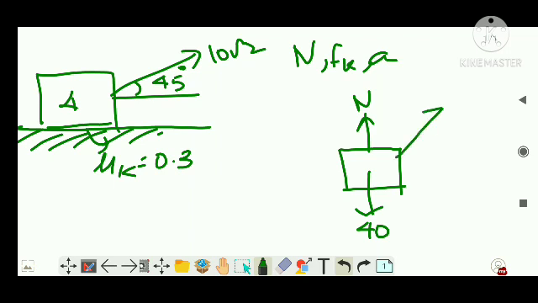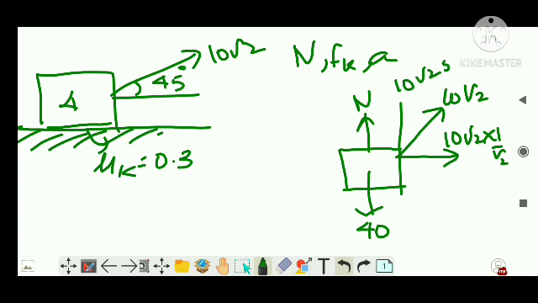Now this force 10 root 2, I can resolve it into two components. This is 10 root 2 cos 45, which is 1 by root 2, and this is 10 root 2 sin 45, which is also 1 by root 2 itself. So root 2 cancels, root 2 cancels. That means here I can write just 10 Newton, and here also 10 Newton.